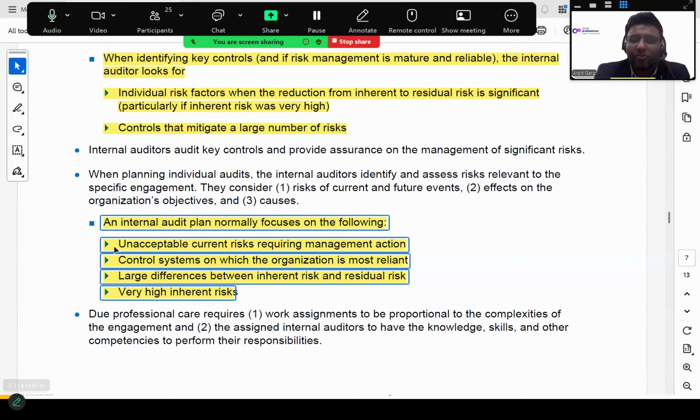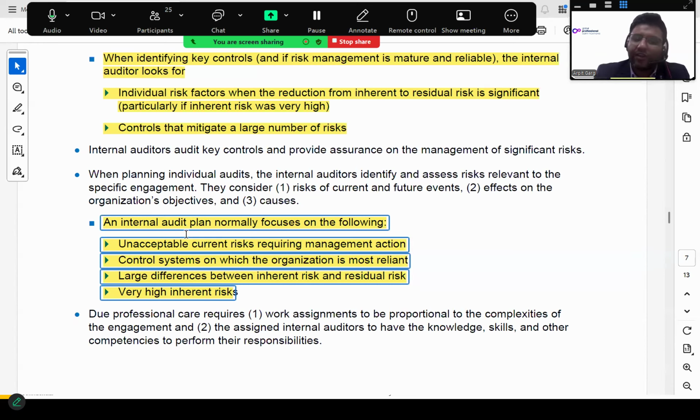Now, this is again important. Can you all read it, people? This is very, very important. Internal audit plan normally focuses on what? Unacceptable current risk, current risk requiring management action, control systems on which the organization is most reliant, large differences between inherent risk and residual risk, and very high inherent risk. Right?